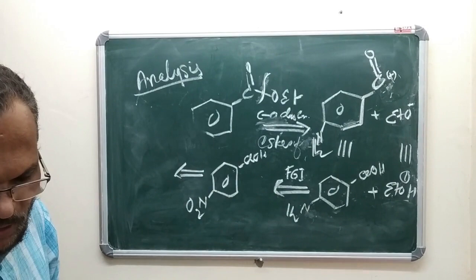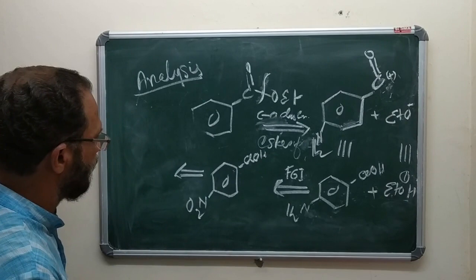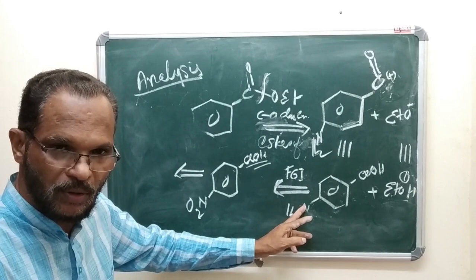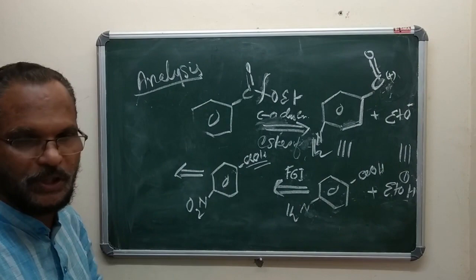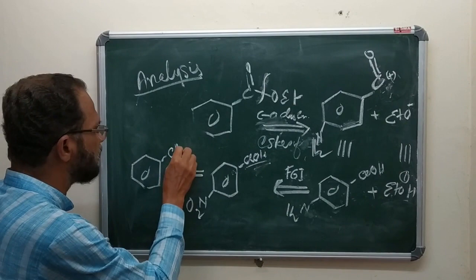Or para nitrobenzoic acid. You see the carboxylic acid is such a side chain. Carboxylic acid is a side chain. Benzene or an aromatic ring containing any side chain can be oxidized into carboxylic acid if there exists a carbon-carbon bond in it. So this can be obtained from side chain oxidation of CH3 NO2, nitrotoluene.